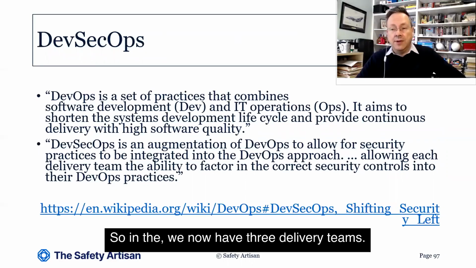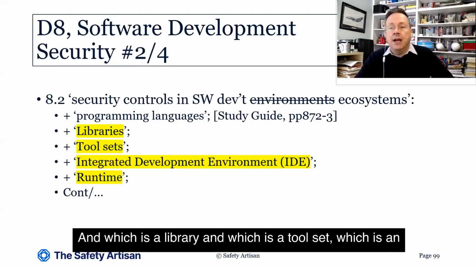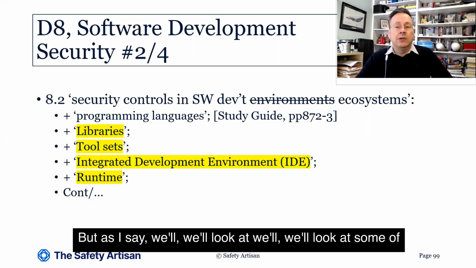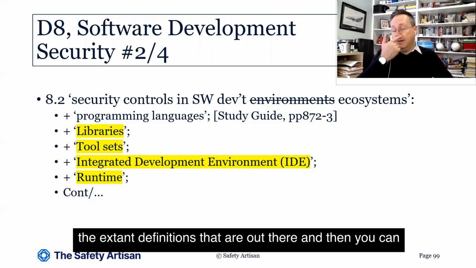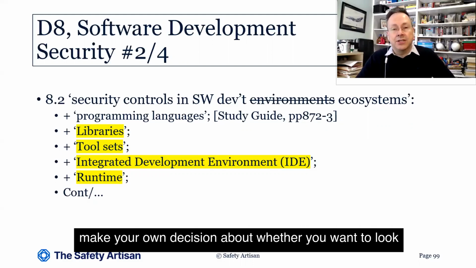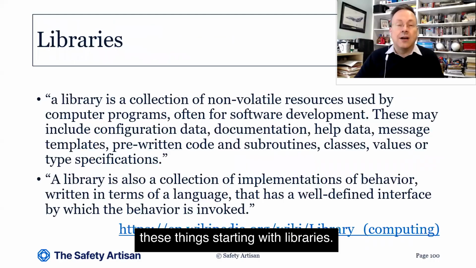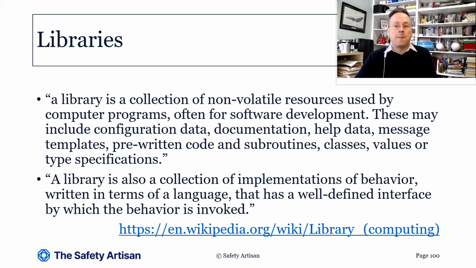So in the exam we now have 3 delivery teams, and which is a library and which is a tool set and which is an IDE, in my view, is largely in the eye of the beholder. But as I say, we'll look at some of the extant definitions that are out there, and then you can make your own decision about whether you want to look into that any further. So let's start to unpack these things, starting with libraries.